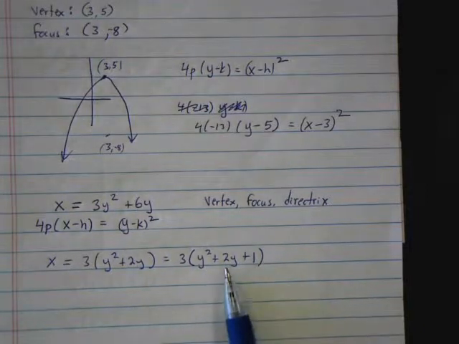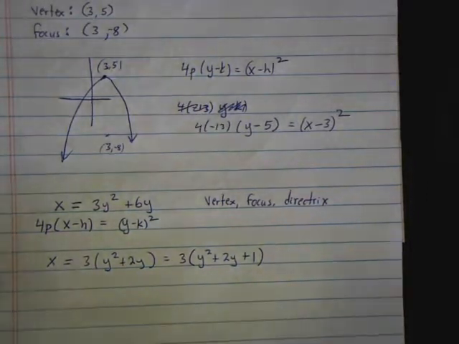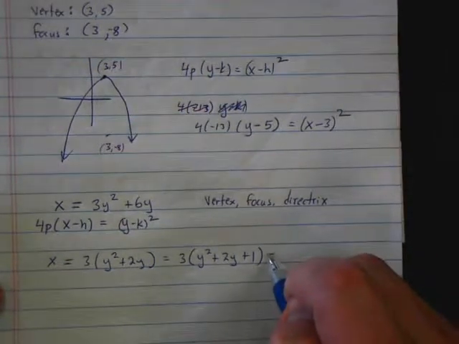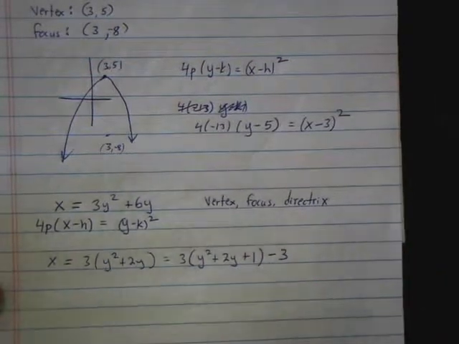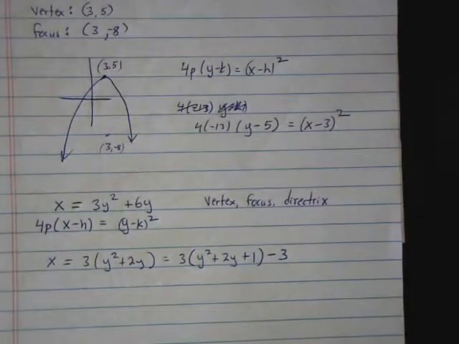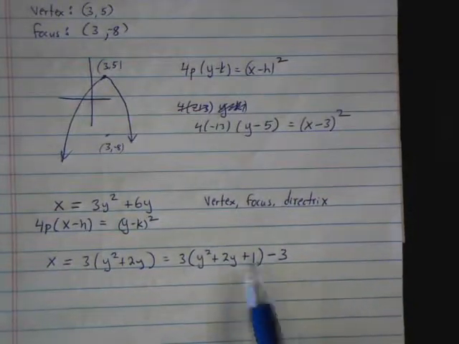You take 2, you divide it by 2, that's 1, and then you square it. If I add a 1, I can't just add a 1, I got to balance that out by subtracting 3. Why do I have to subtract 3 when I only added 1? Because I'm multiplying by 3. I put that 1 inside this parenthesis, so I really didn't add a 1. I really added a 1 times 3, which is a 3.